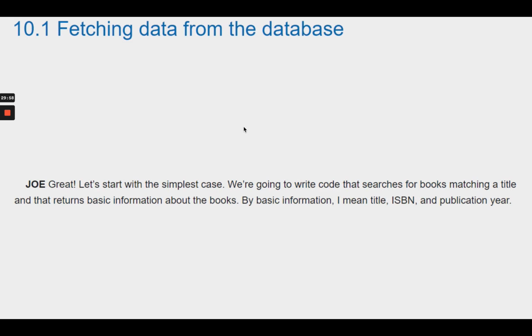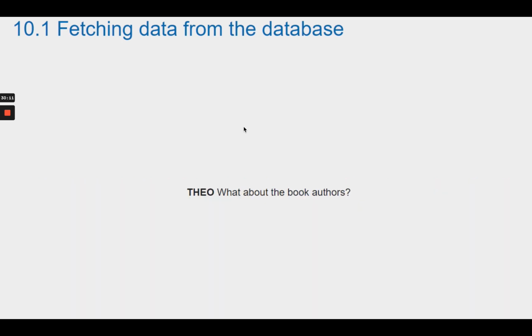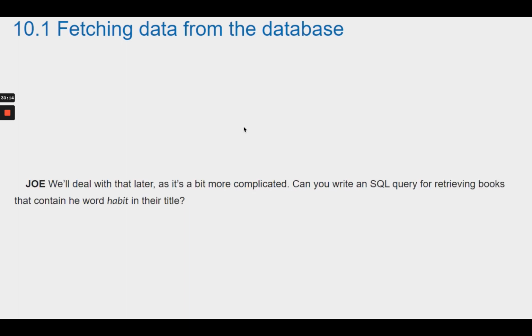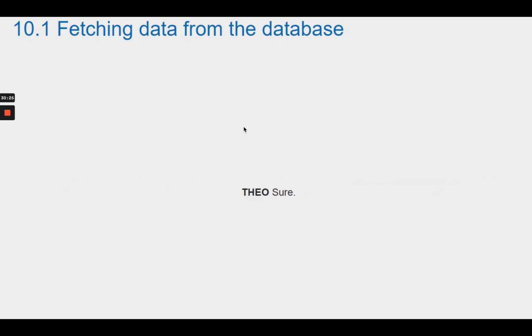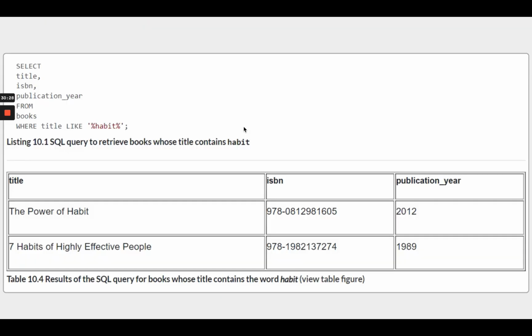Joe: Great! Let's start with the simplest case. We're going to write code that searches for books matching a title and that returns basic information about the books. By basic information, I mean title, ISBN, and publication year. Theo: What about the book authors? Joe: We'll deal with that later, as it's a bit more complicated. Can you write an SQL query for retrieving books that contain the word habit in their title? Theo: Sure. This assignment is quite easy for Theo. First, he jots down the SQL query, then he displays the results in table 10.4.